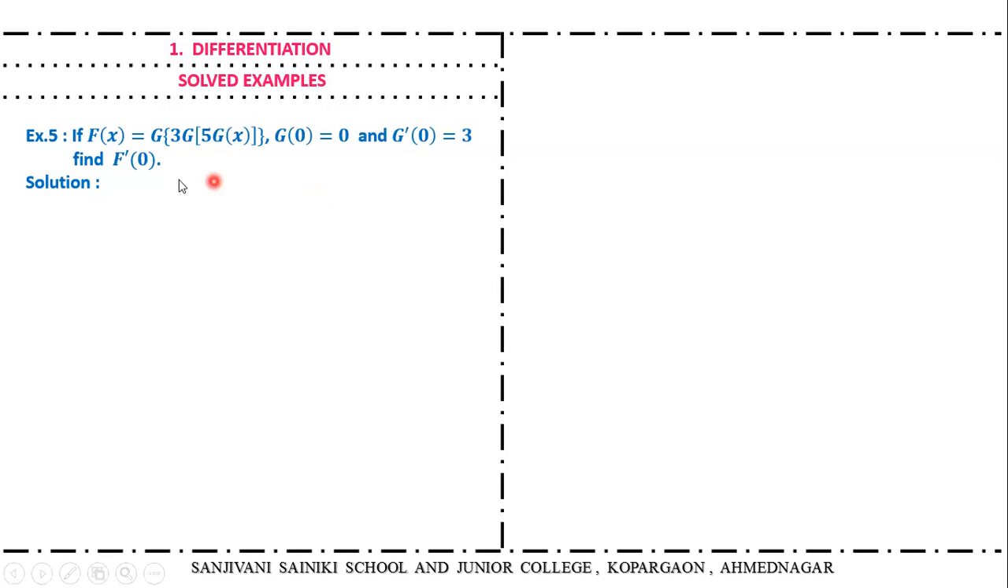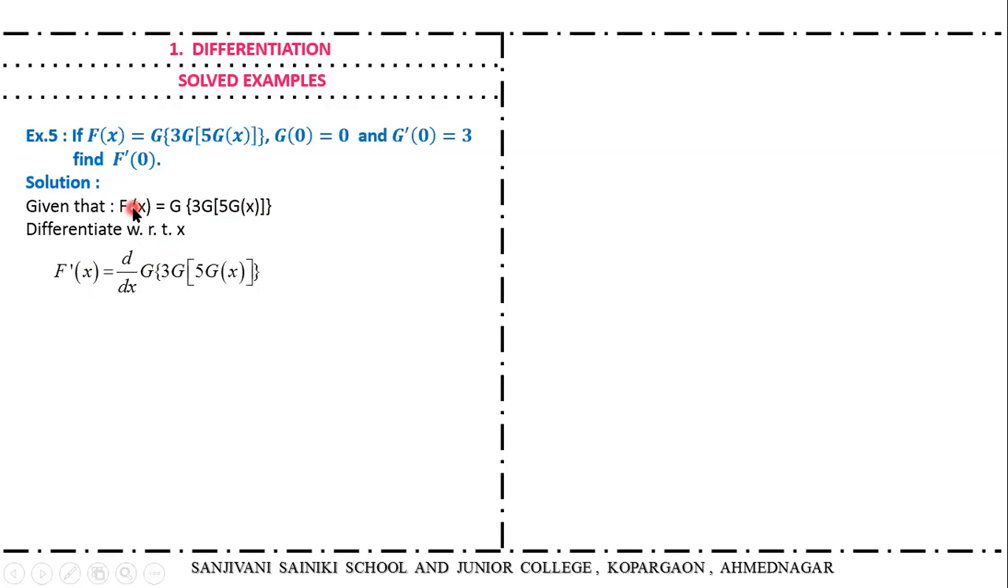The fifth example: if capital F of x is equal to g of 3 g of 5 g of x, g of 0 is 0, g dash at 0 is 3, you have to find F dash at 0. What is given? F of x is equal to g of 3 g of 5 g of x. This is just a composite function, a composite function of so many functions. So differentiate. F dash of x is equal to d by dx of this function.